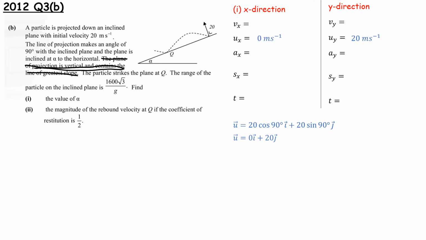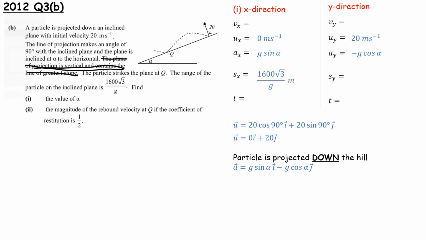So put those in. We then have to resolve gravity. Because it's going down the hill, it will help it in the x direction. So we end up with g sine alpha i minus g cos alpha j. The gravity portion that's pulling it down the plane, so in that x direction, it's helping. So we have g sine alpha and then minus g cos alpha. We know that we're talking about the range, so Sx they've given us, and that is when Sy is 0.